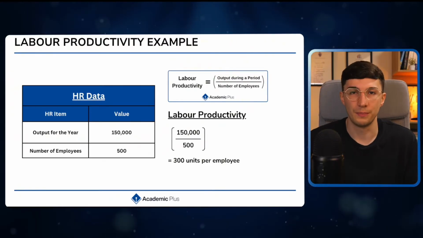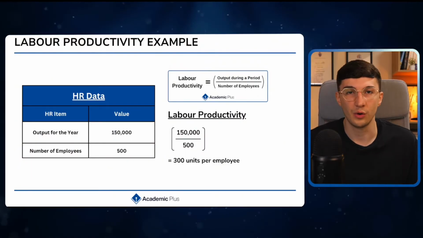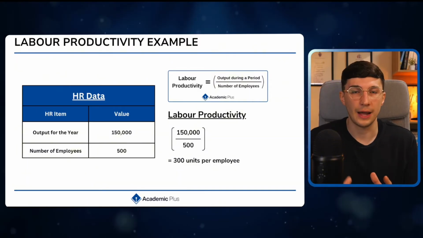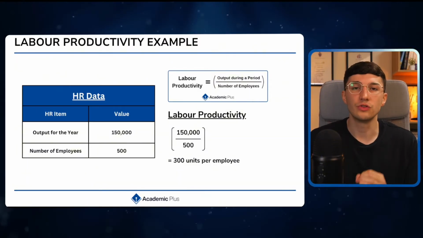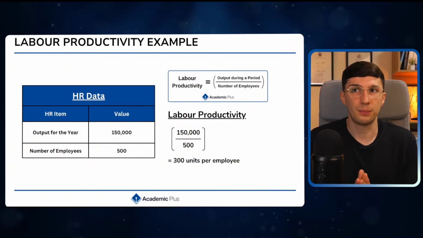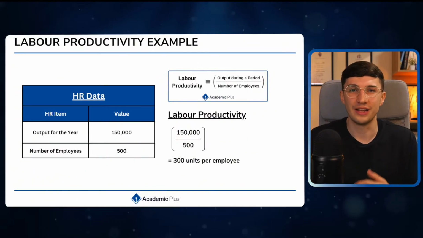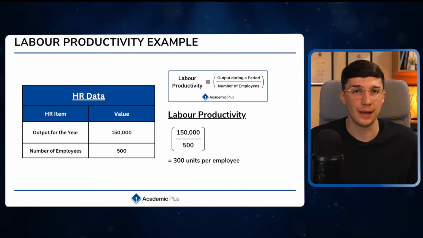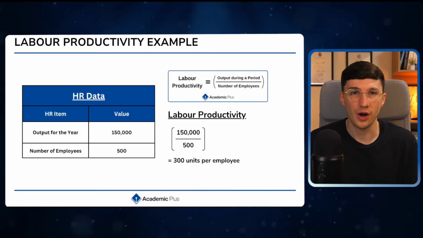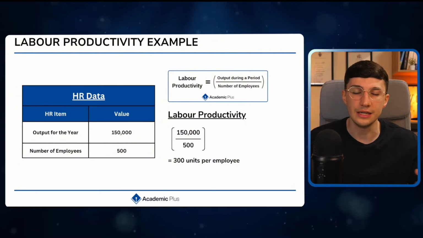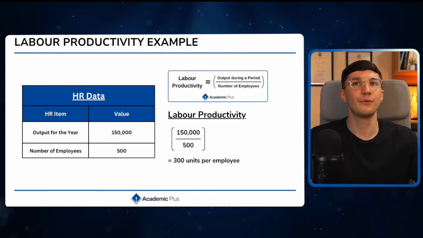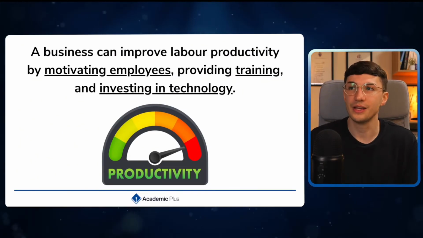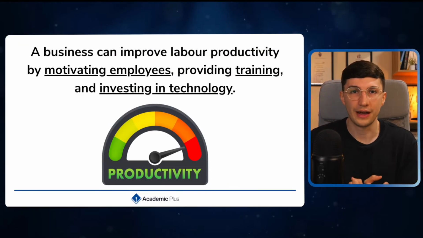Now, of course, depending on the business, that could be 300 water bottles per employee, could be 300 cars per employee. Now, how high that labour productivity should be depends on the industry that you're in. So, for example, if you're producing a product that isn't really that customised, it's a fairly standardised product, ideally, you want a higher labour productivity. But if you're customising the product to meet specific customer needs and wants, then labour productivity levels tend to be lower.